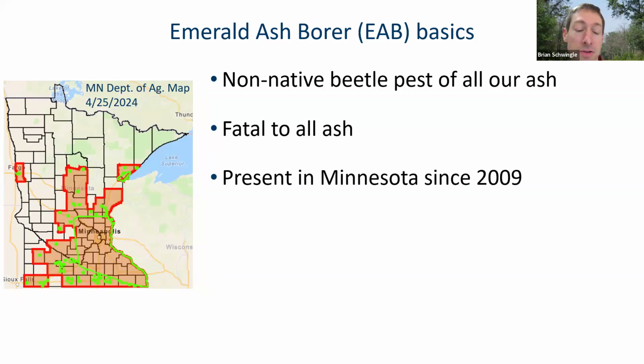Emerald ash borer has been in Minnesota. It was first discovered in St. Paul in 2009. And the following year, it was discovered in the far southeastern corner in 2010. And, fast forward 14 years, the map on the left shows the green zones show where you have general infestation of ash trees. That's not to say that all of the ash trees in that area are dead, not even close. But generally speaking, emerald ash borer is common in those green zones.